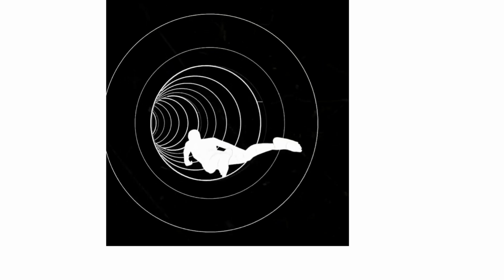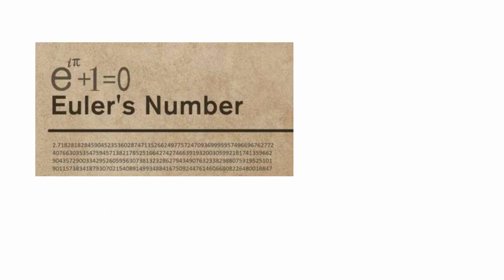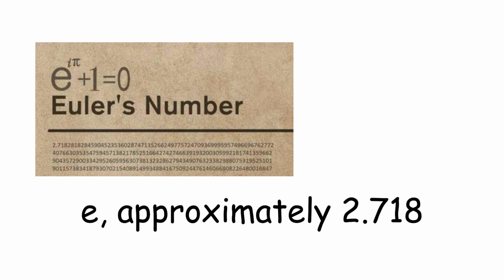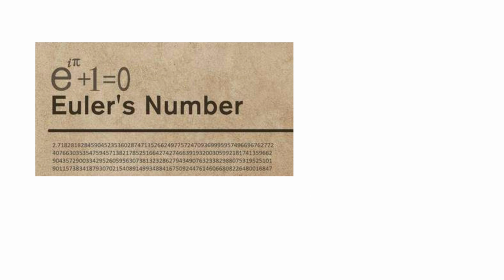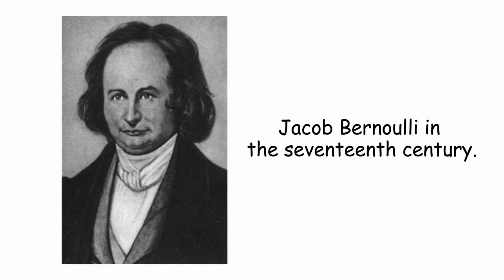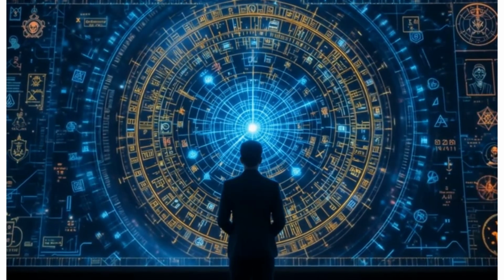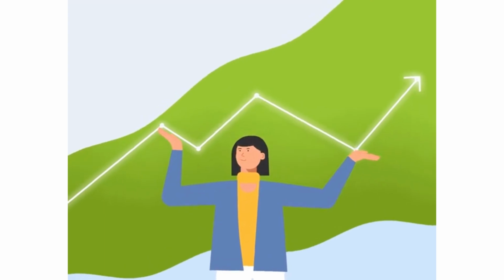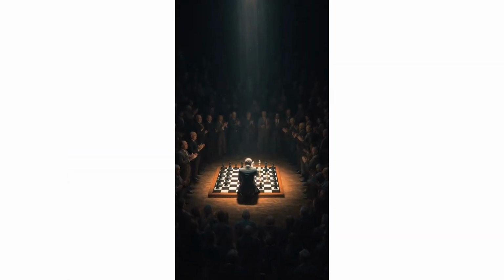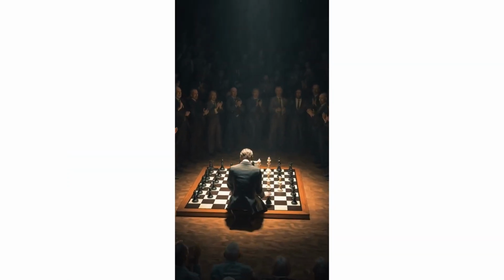The formula uses the mathematical constant e, approximately 2.718, and was developed from work by mathematicians like Jacob Bernoulli in the 17th century. Continuous compounding matters less as a savings strategy and more as a foundation for understanding how exponential growth works at its theoretical core.